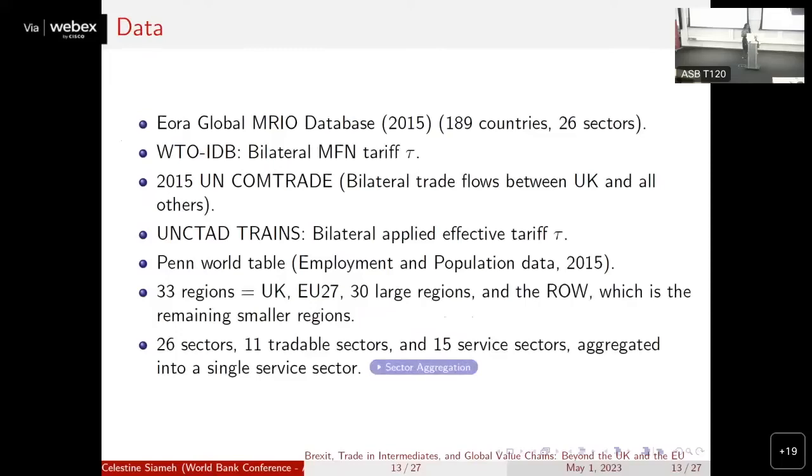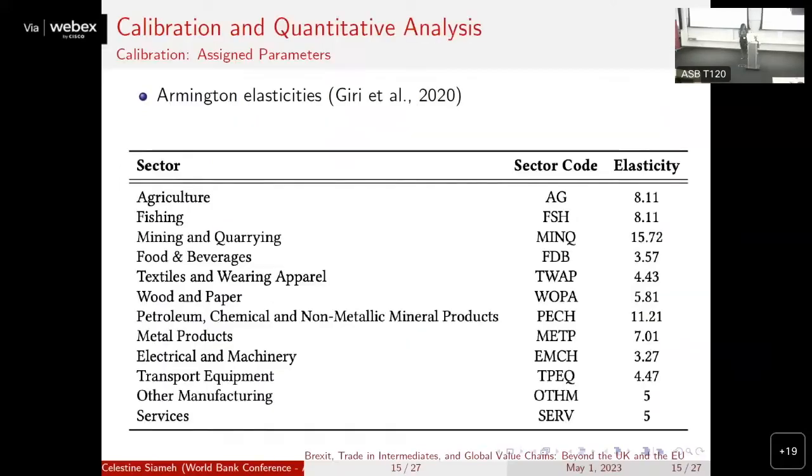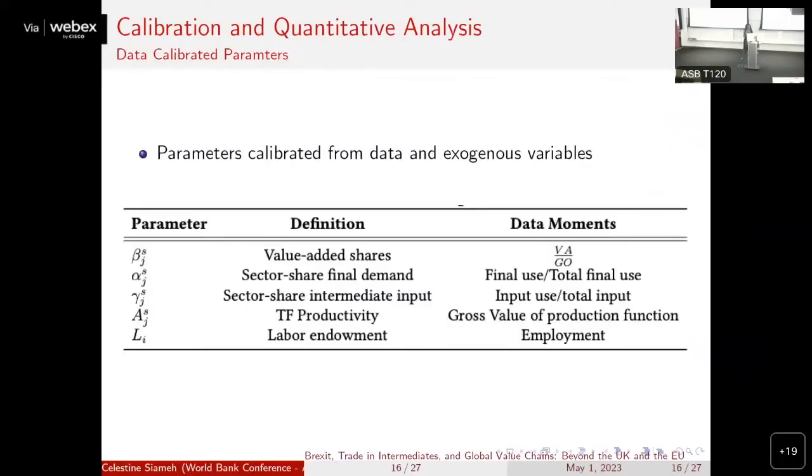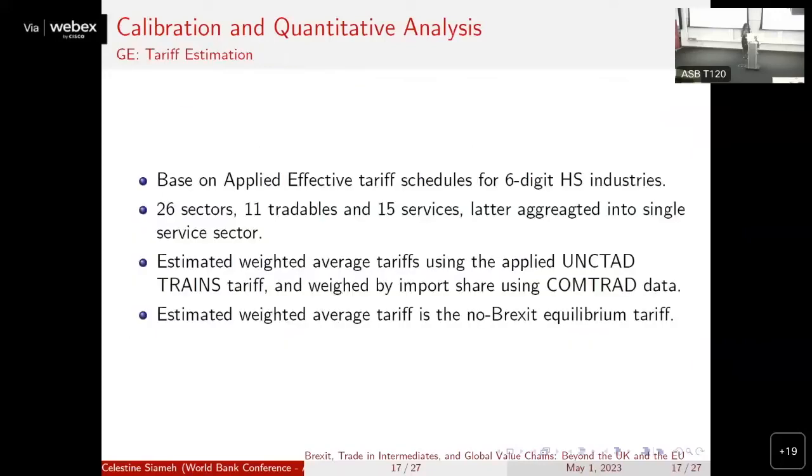Okay, so for my data, I use the input-output data. I use different sets of data, but the main data was the EORA input-output MRIO database, and I have 189 countries and 26 sectors in that data. At the beginning I said I have 12 sectors, and that is from a paper. I use the elasticities, and then these are the parameters I calibrated.